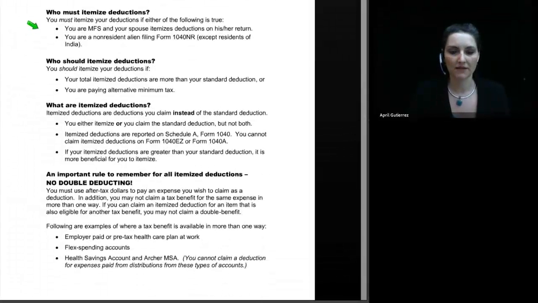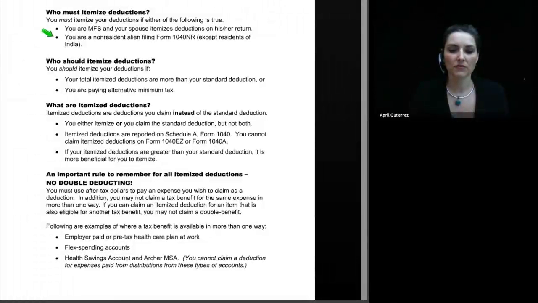Who must itemize deductions? Because there are some people who are required to. It's not even optional. The first one is if you are married filing separately and your spouse itemizes deductions on his or her return, well, then you're required to itemize your deductions. Whether or not the standard deduction is higher, you would be forced to itemize.